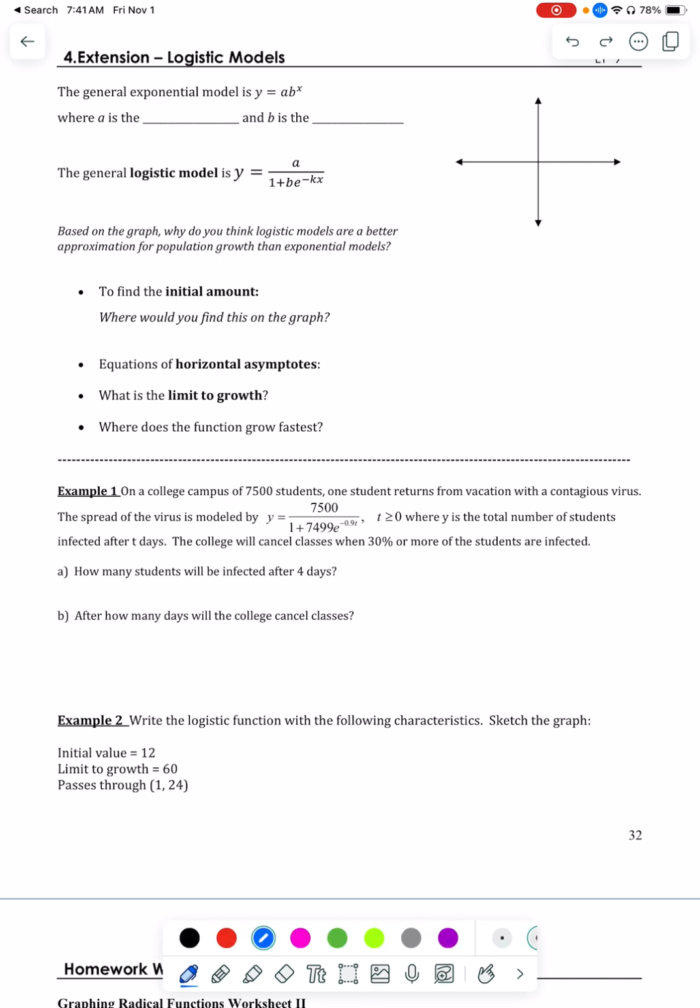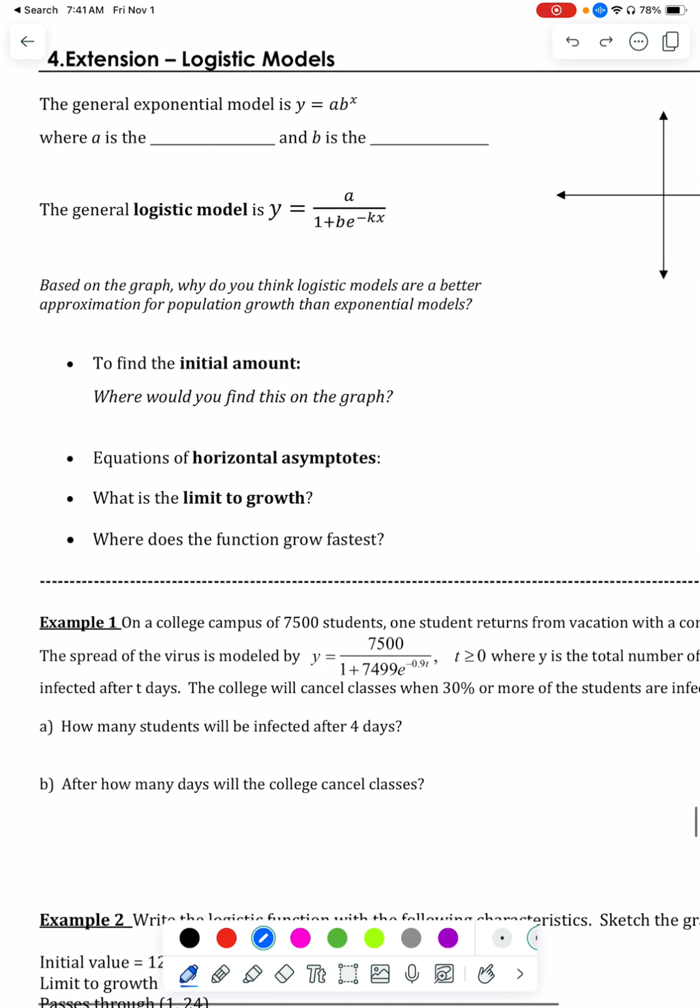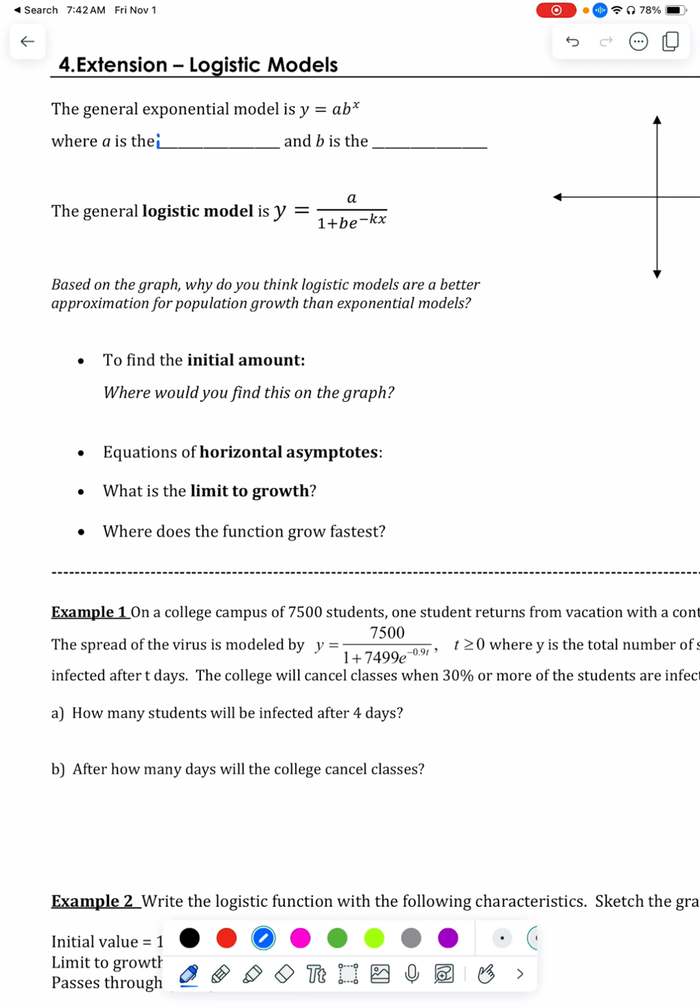The general exponential model is y equals ab to the x. This is a form that you're familiar with, where we know a as the initial value. Some of us will call it the starting point, the intercept, etc. So a is the initial value and b is the multiplier.